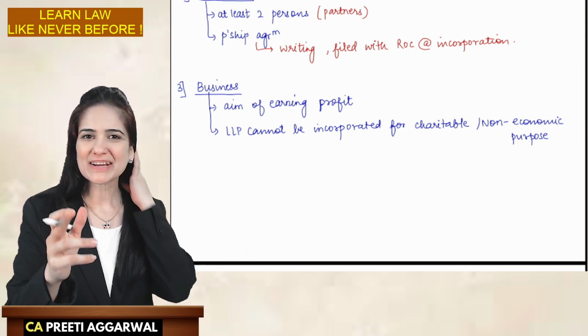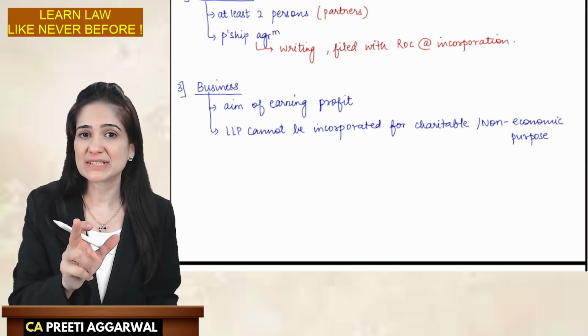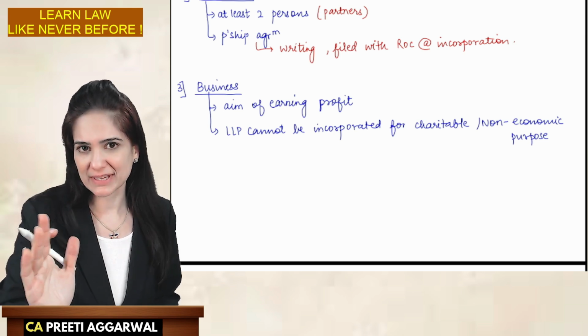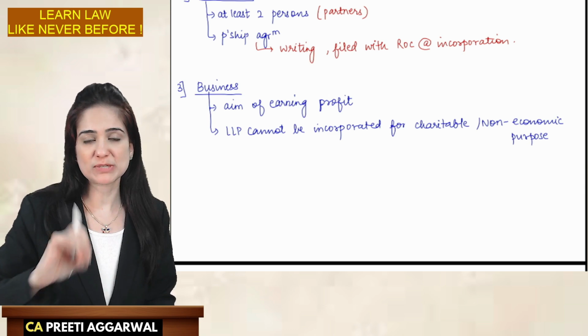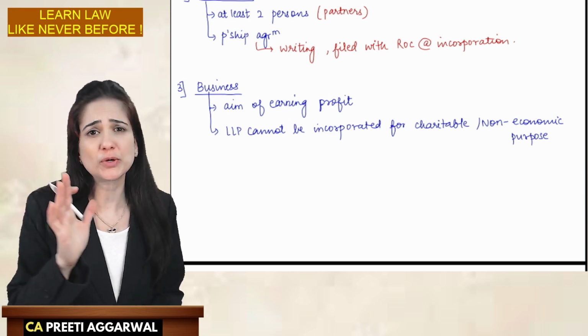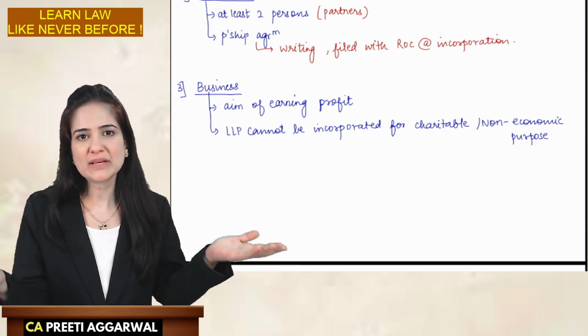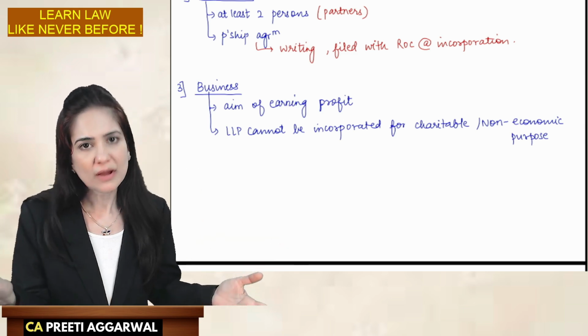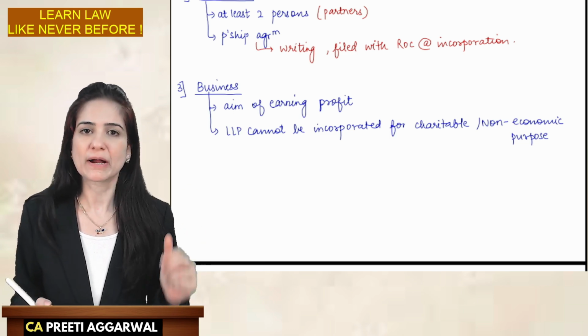See, this is a characteristic of partnership also. In case of partnership, we had studied that there must be a business. No business, no partnership. And that business must be with the intention of earning profit. See, only when you earn profit, you will share it. So same logic applies here also. LLP is nothing but a combination of partnership and company form of business. So it will have features of a partnership business.